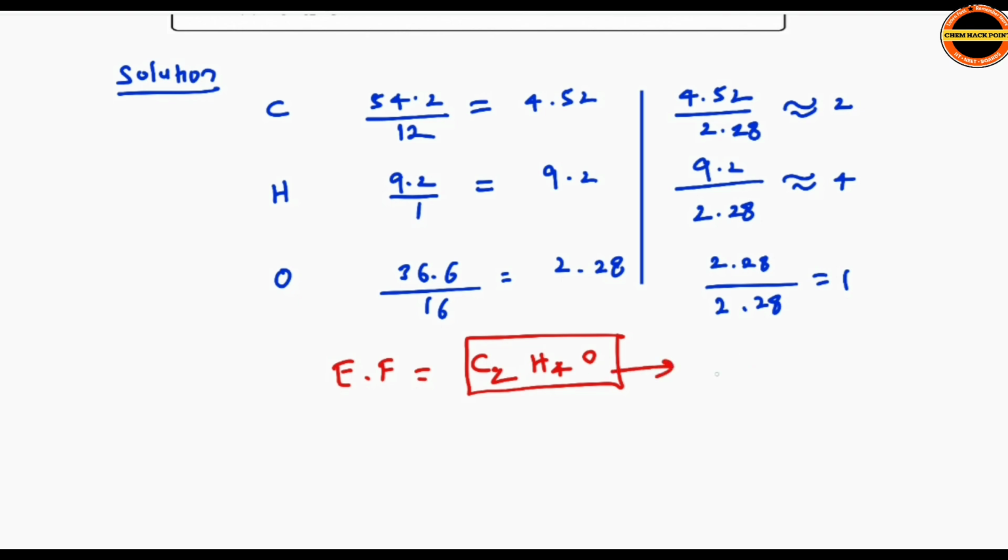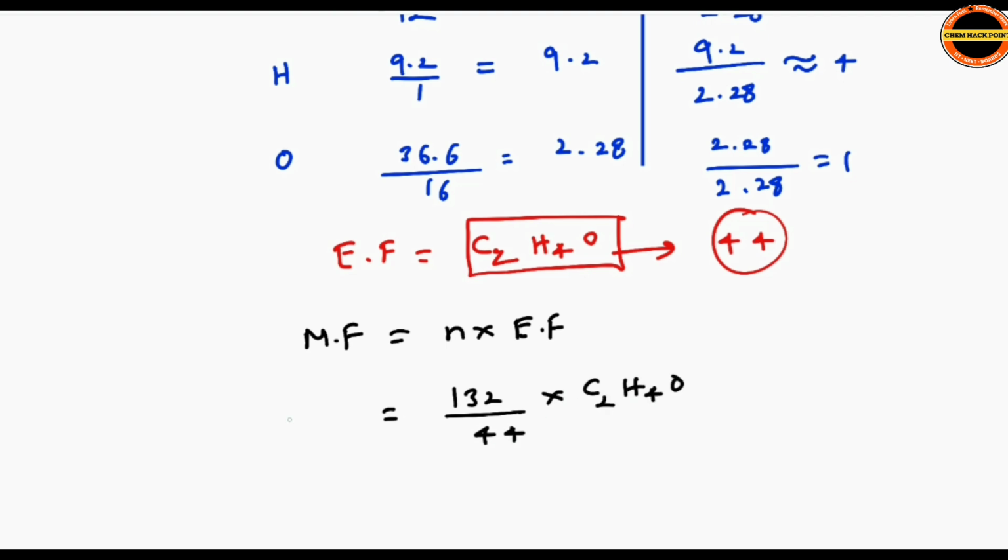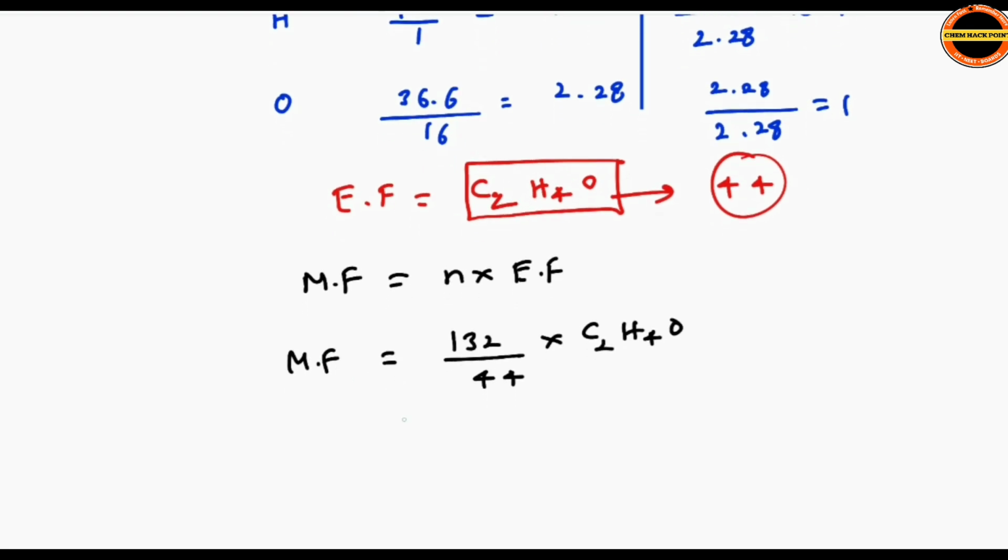What is the mass of the empirical formula here? If you add, 2 into 12 plus 4 plus 16, 44 is the empirical mass of the given formula. But in the question they asked about the molecular formula. And we know molecular formula is equal to N into empirical formula, where N is equal to molar mass by empirical mass. In the question they specified the molar mass is 132, and the empirical mass is 44. The empirical formula is C2H4O. So the molecular formula is equal to, now here you will get N as 3. So 3 into C2H4O.